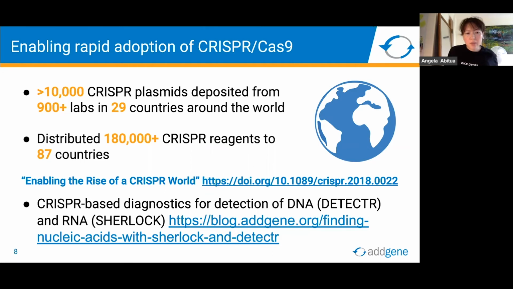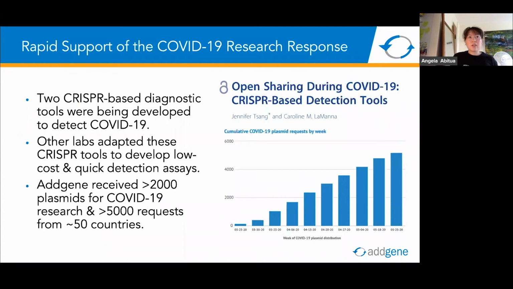And so these CRISPR-based diagnostics that had plasmids that were available through Addgene, it turns out that a few weeks into this COVID-19 pandemic, as it was spreading in the US, these two diagnostic tools were being developed by those original labs to detect COVID-19. And because these plasmid tools were also available through Addgene, they were also being adapted by other labs in other parts of the world to make low-cost and quick detection assays for COVID-19.